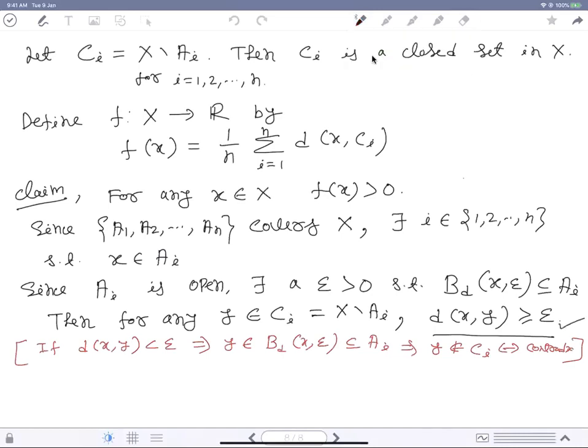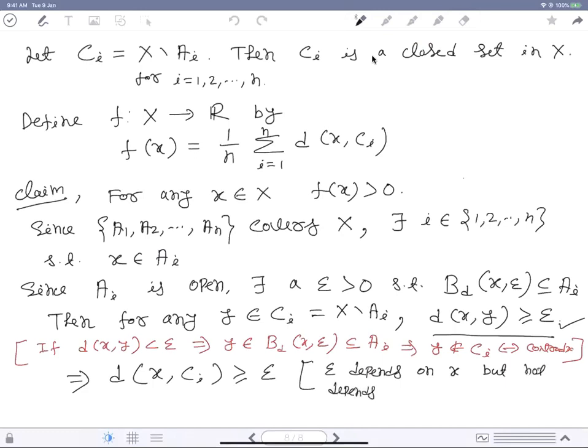Now since d of x comma y is bigger or equal to epsilon for any y belongs to Ci, this epsilon does not depend on y, right? So we can take the infimum, and we will get d of x comma Ci is bigger or equal to epsilon. Note that here epsilon depends on x but does not depend on y. Fine. Now what is my f of x? So my f of x is this.